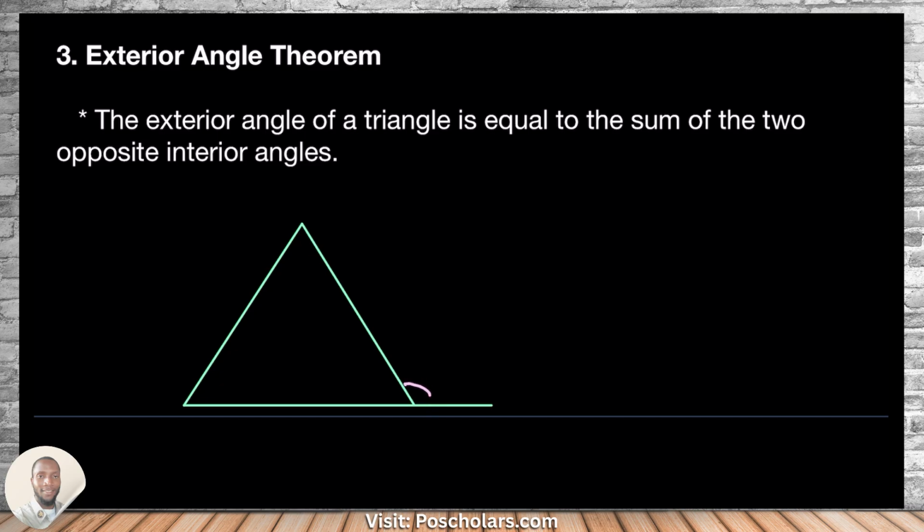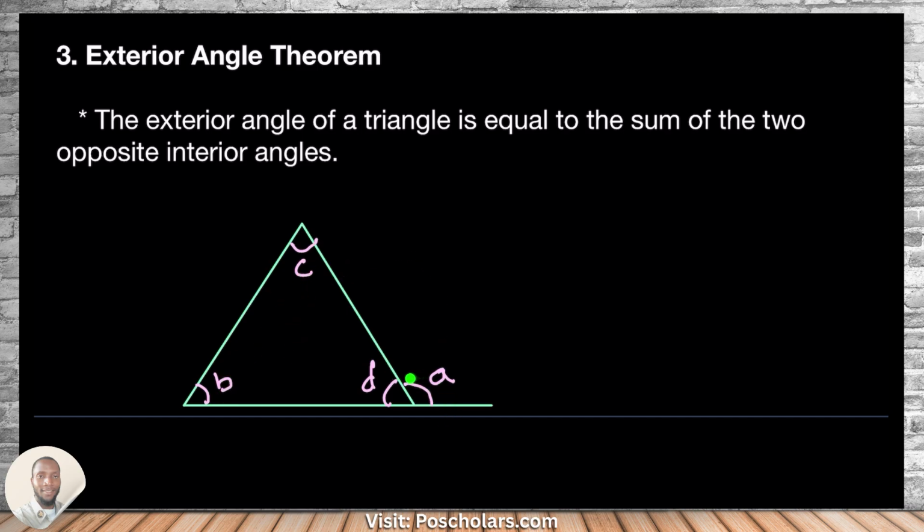Angle A is the exterior angle, right? Then this angle B, angle C, and angle D. Angle B, C, and D are the interior angles. The theorem says the exterior angle, which is angle A, is equal to the sum of the two opposite interior angles. The angles opposite this exterior angle are angle B and angle C.